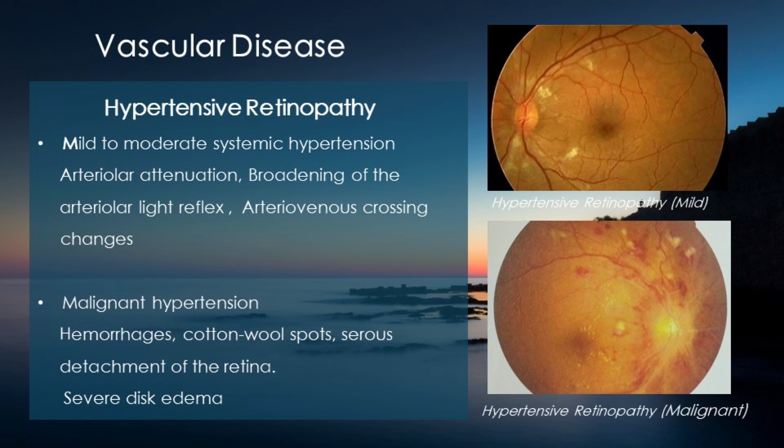The appearance of the fundus in hypertensive retinopathy is determined by the degree of elevation of the blood pressure and the state of the retinal arterioles. In mild to moderate systemic hypertension, the retinal signs may be subtle. Arterial attenuation, broadening of the arterial light reflex, and arteriovenous crossing changes may occur. In patients with severe hypertension, an extensive retinopathy can be seen, with hemorrhages, cotton wool spots, and occasionally serous detachment of the retina. Severe optic disc edema is a prominent feature.